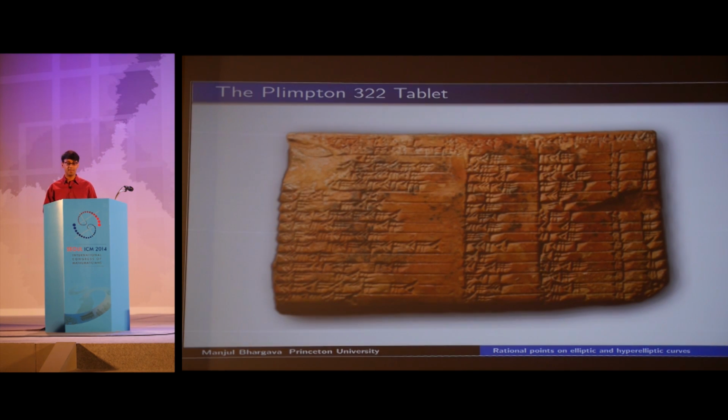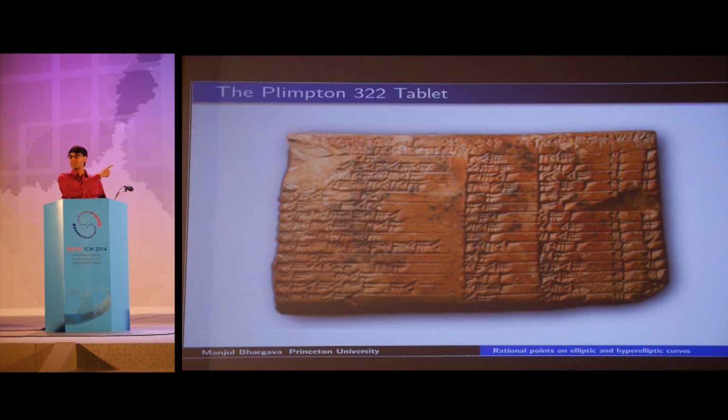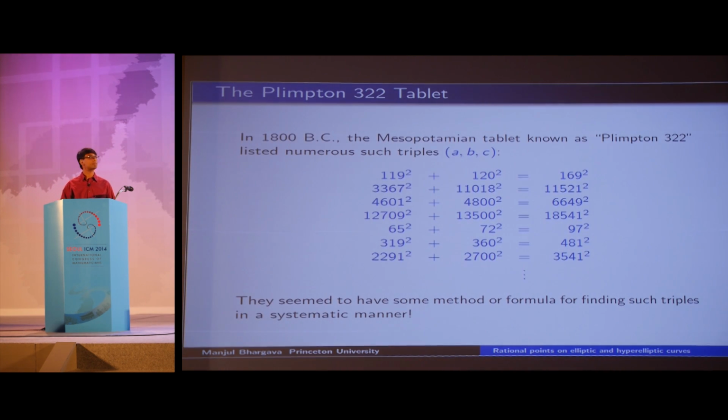Here's what the tablet looks like. This is the one that's kept in Columbia. So you can see they didn't quite write the numbers the way we do now. But if you translate the triples that are written there, they're exactly the triples that I showed over here.